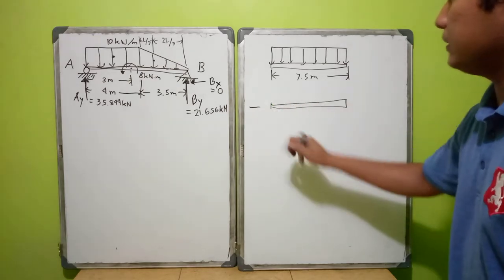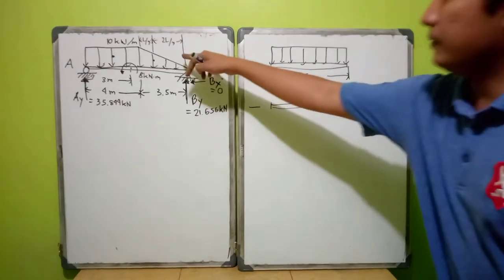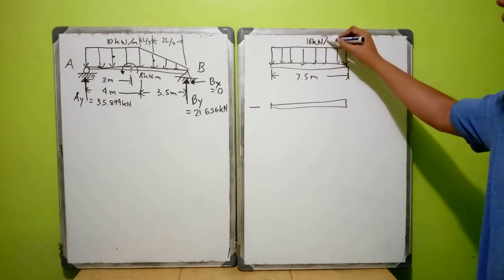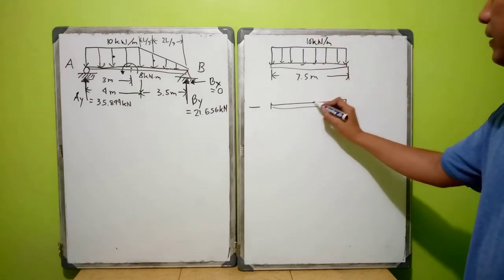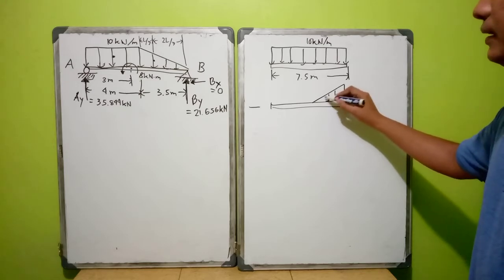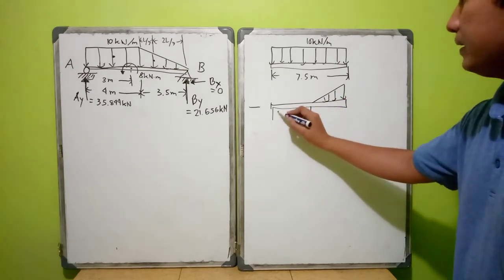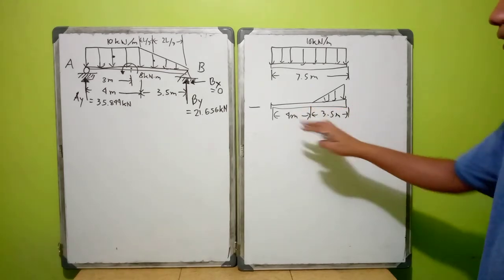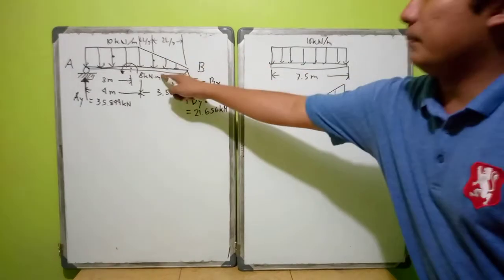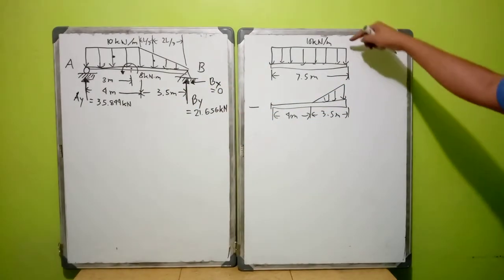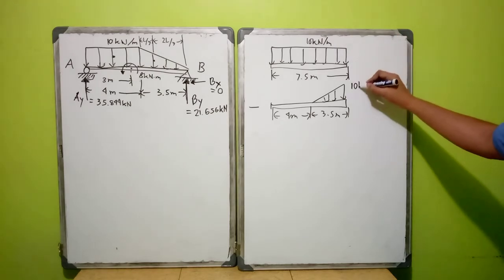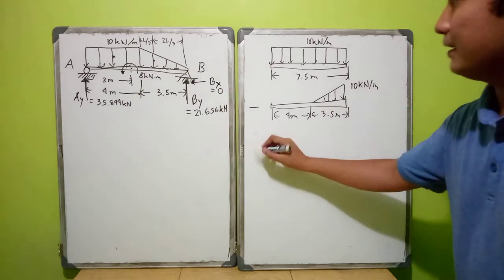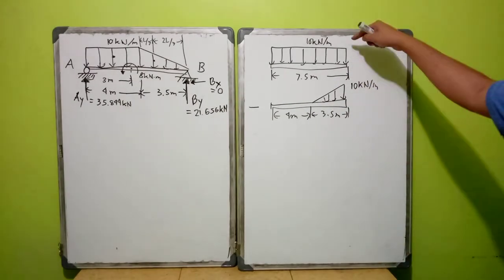Okay, it's not the sum, actually, it's the difference. So it is equivalent to this distributed loading of 10 kilonewton per meter minus this triangular load, which starts from 4 meters and then continues for the length of 3.5 meters. So this beam is equivalent to this beam minus this beam. Can you imagine? So it will be equivalent to this and this.